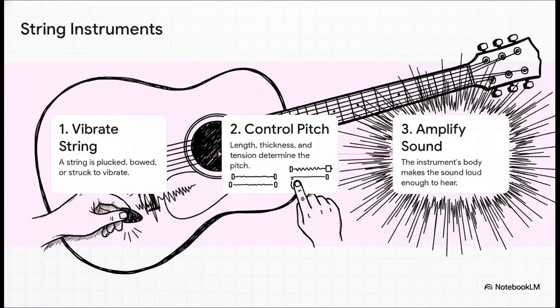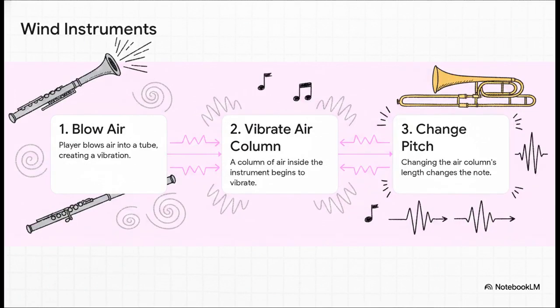Let's take something like a guitar. You pluck a string, it vibrates. Simple. The pitch depends on how long, thick, and tight that string is. When a guitarist puts their finger on a fret, they're making the string shorter, which makes the vibration faster, and the pitch goes up. And that big hollow body of the guitar is basically a natural speaker, making the whole thing louder.